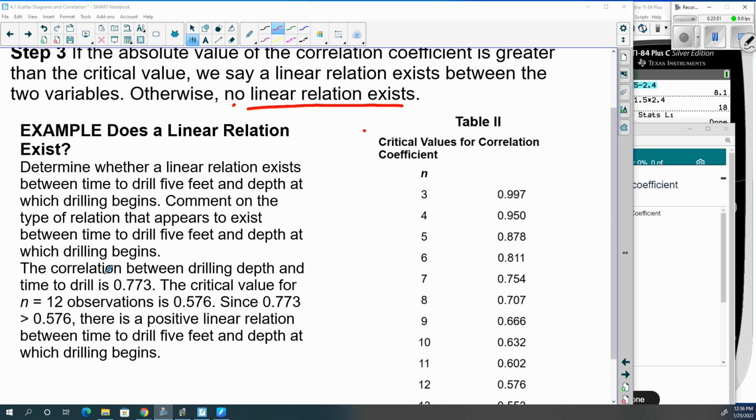So this one says the correlation between the drilling depth and the time to drill is 0.773. The critical value when n was 12 was 0.576. Since 0.773 is greater than 0.576, there's a positive linear relationship between the time to drill 5 feet and the depth at which the drilling begins.